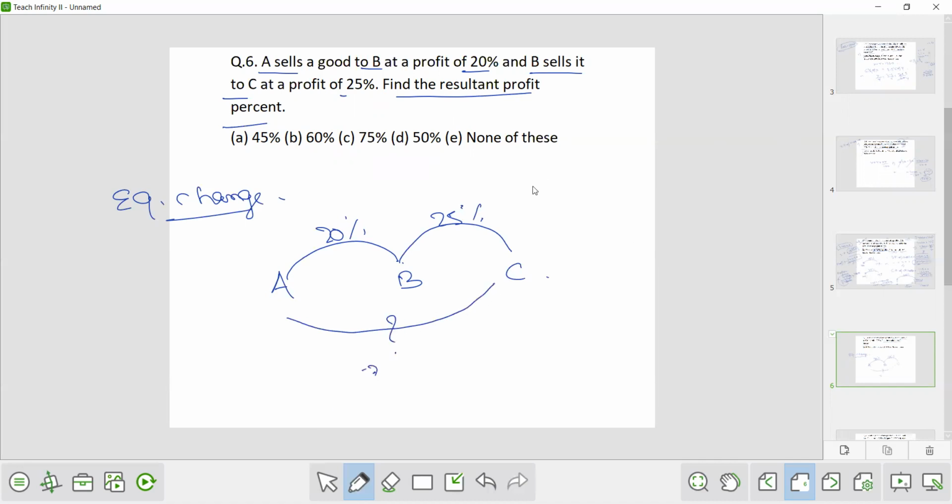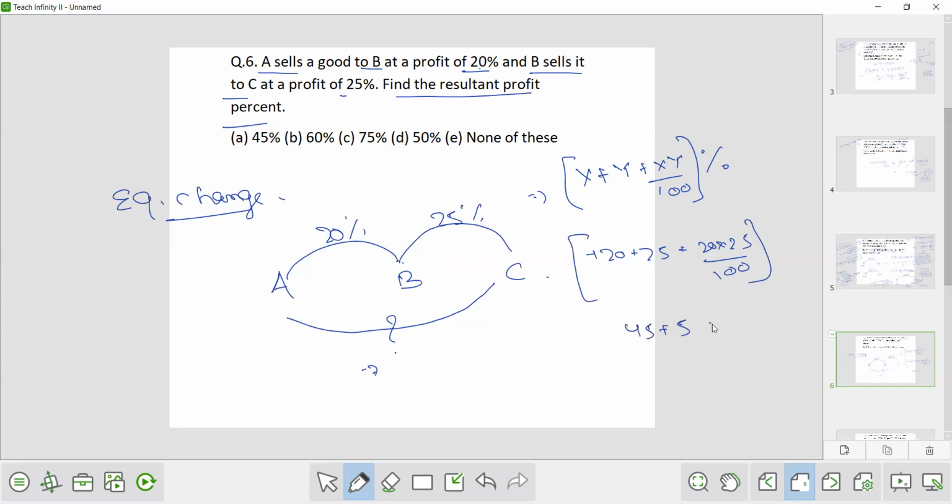So equivalent change can be calculated on the basis of x plus y plus xy by 100, in terms of percentage. Here this is profit, so plus 20. Here also this is profit, so plus 25. So plus 20 plus 25 plus 20 into 25 by 100. So 45 plus 5, that is 50%. So the resultant profit is how much? 50%. D is the answer.